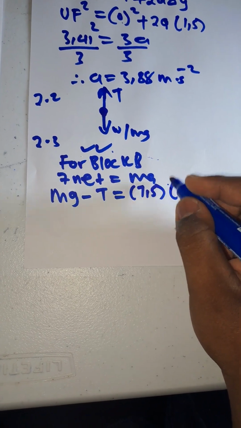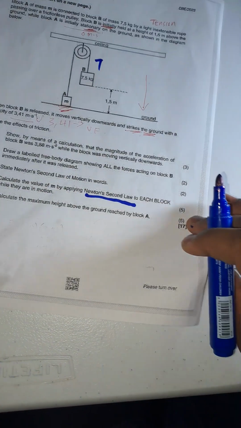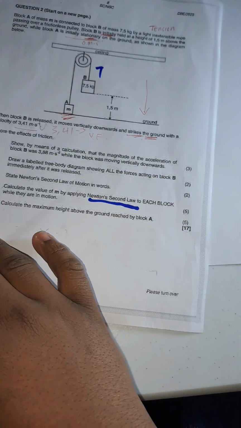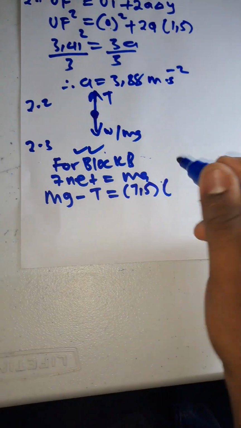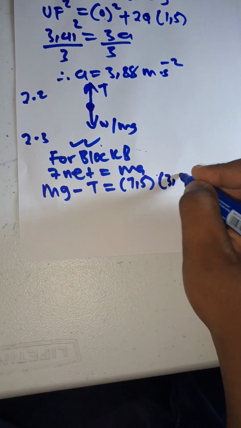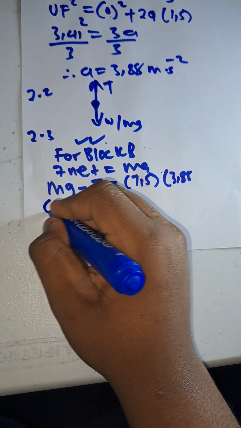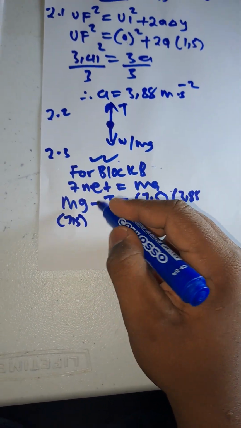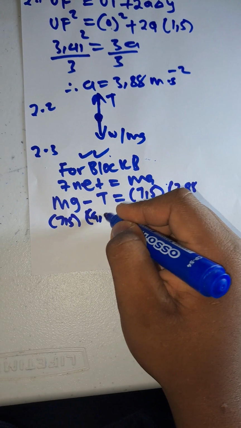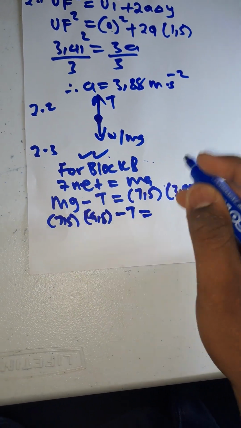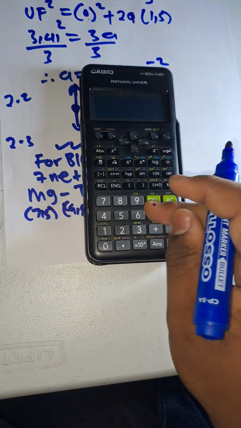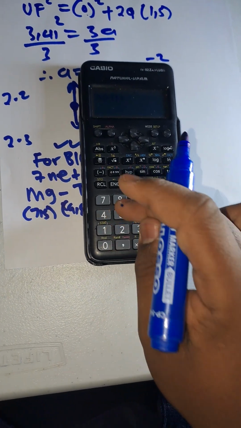3.88. Because the one for 3.41 was the one that goes straight to the ground, so you have to be careful. 3.88. So what is my mass? 7.5. My gravity 9.8, minus tension. What is 7.5 times 3.88?